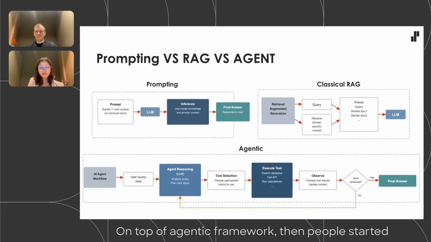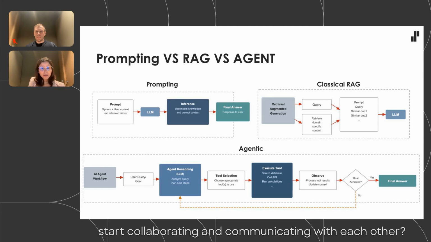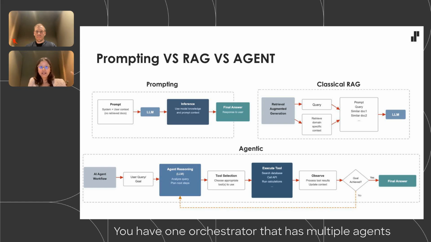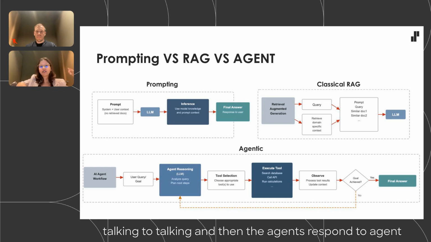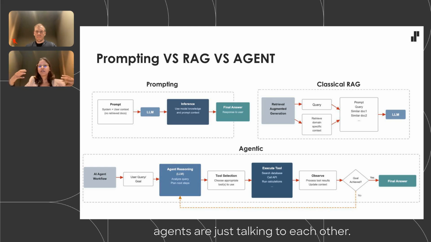On top of the agentic framework, people started experimenting with agent to agent. What if I make the agents start collaborating and communicating with each other? There are so many possibilities. You can have one orchestrator with multiple agents talking, and the agents respond to the orchestrator, or you have agent to agent, where agents are just talking to each other. There are so many possibilities out there.